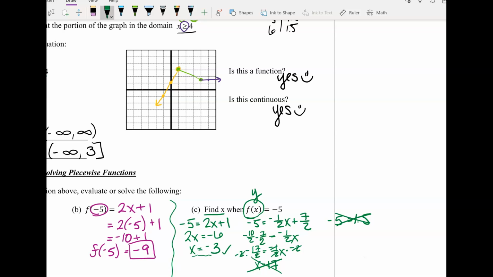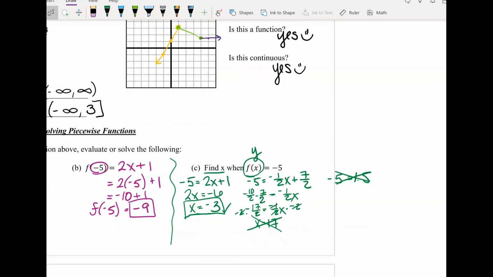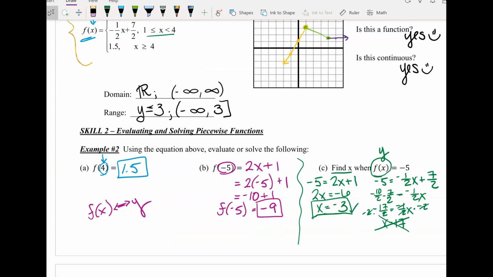Y is negative 5. 1, 2, 3, 4. We're right here. Does that make sense that it would only intersect the first function, which was our yellow function? Yes, it absolutely does. So our only answer is x is equal to negative 3. Now, if you had multiple answers, join me in my green little thought bubble, you could just write x is equal to negative 3, 5, whatever the answers were. You wouldn't need any fancy notation for that. Okay, great. Nice job, guys. That was skill 2.